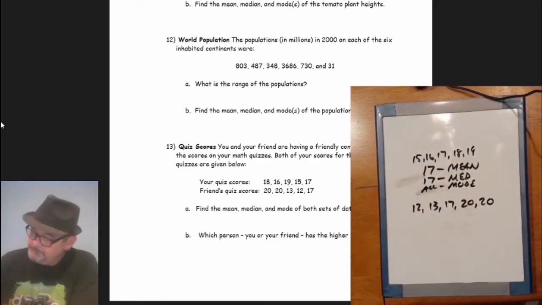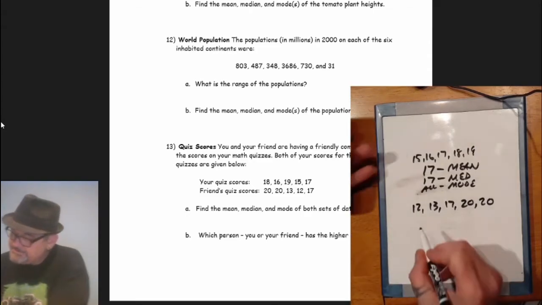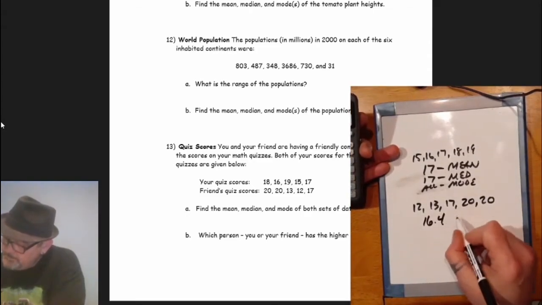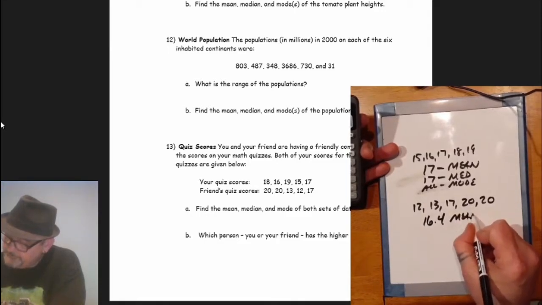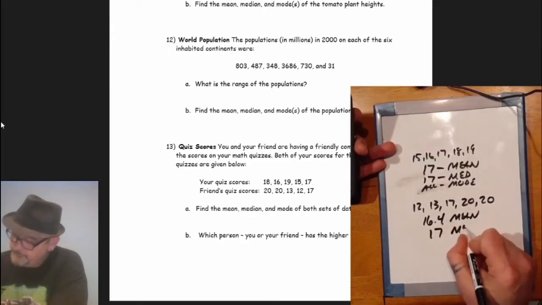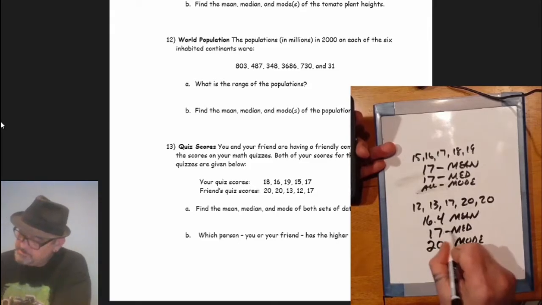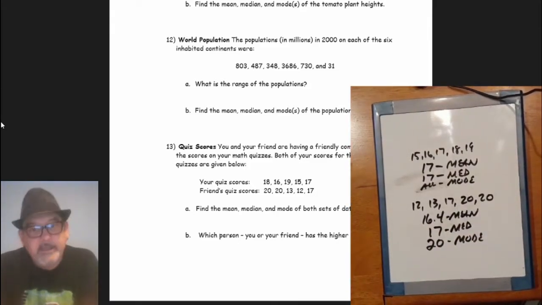Now for your friend, 12 plus 13 plus 17 plus 40 divided by 5 equals 16.4 is the mean, the average. The median, 17, same as you. The mode, however, is 20 because it shows up more than one time. All right, so which person, you or your friend, has the higher average? You do. 17 compared to 16.4.